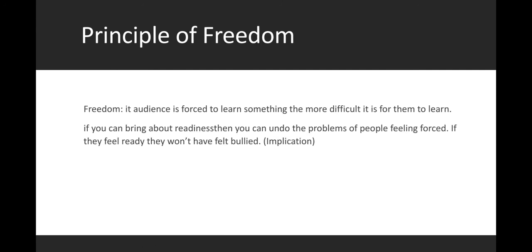And next is the principle of freedom. The principle of freedom: the more an audience is forced to learn something, the more difficult it is for them to learn. So it's hard for a learner if you force them to learn when they are not physically ready for your lesson or they cannot get over the past lesson. It's hard to force a learner to learn something if they are not ready, physically or mentally. It's useless. If you bring about readiness, then you can undo the problem of people feeling forced. If they feel ready, they won't feel bullied.